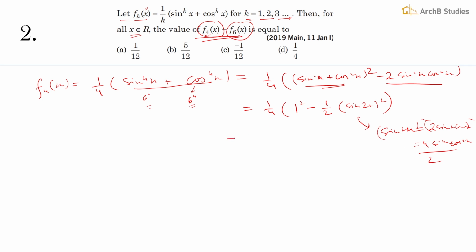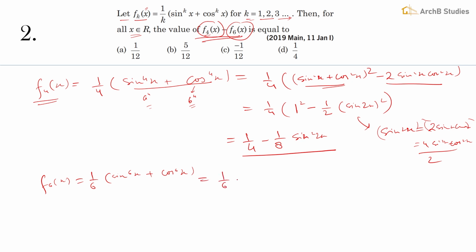So this will be equal to 1/4 minus 1/8 sin square 2x. Okay, this is the value of f_4(x). Now we have to find f_6(x). f_6(x) will be 1/6 times (sin to the power 6x plus cos to the power 6x). It will be equal to 1/6.